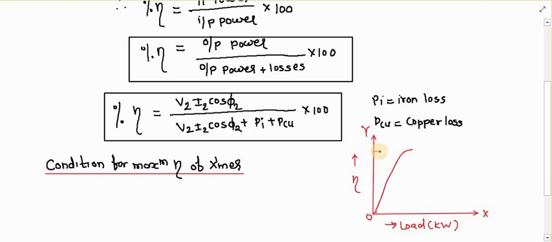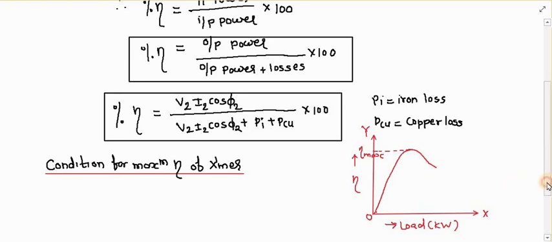So this is your efficiency max. It then commences to fall more and more if I increase the load further. So this is the general shape of the efficiency curve that I have drawn in this figure.